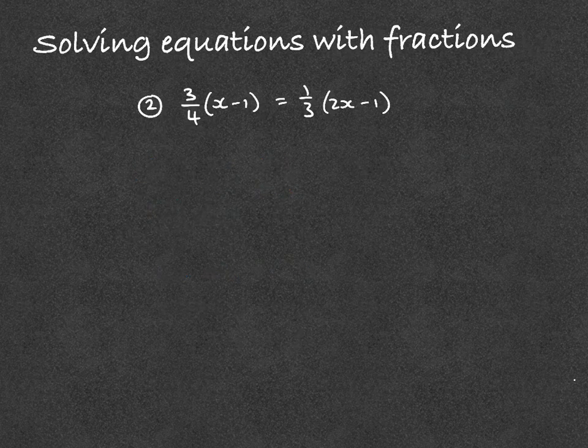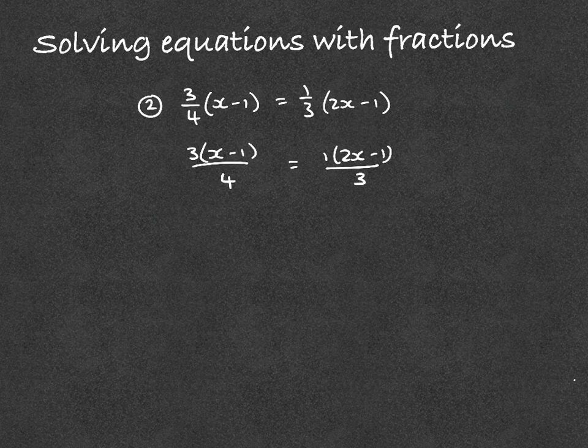Okay, let's look at another one. So 3/4 times x minus 1 is equal to 1/3 times 2x minus 1. There's a couple of ways we can write this. We can also write this as 3 times x minus 1 divided by 4 is equal to 1 times 2x minus 1 over 3. You decide what is easiest for you.